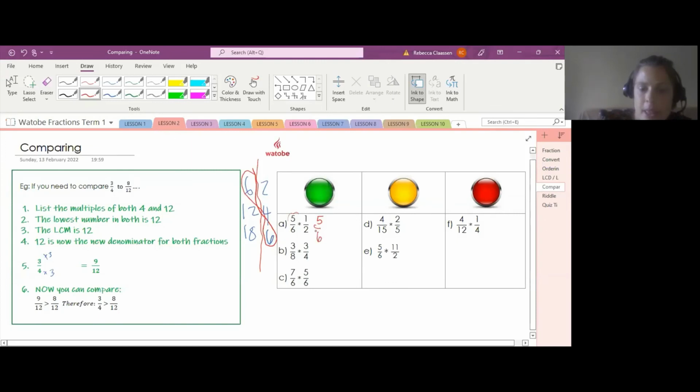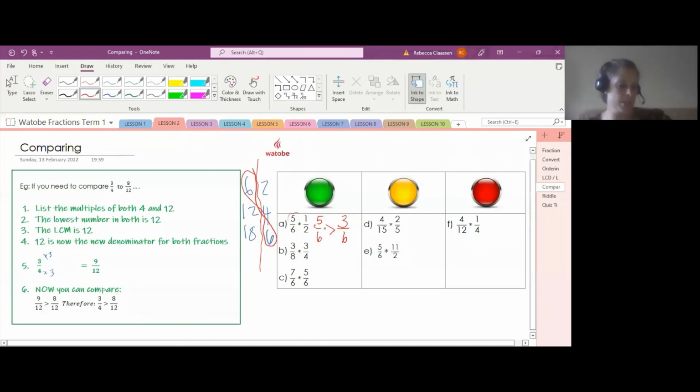And what do I need to multiply 2 by to get 6? 3. I times it by 3. So I have to times my numerator, my top number, by 3. And 1 times 3 is? 3. Now I can compare. Which one's bigger? 5 over 6. 5 over 6 is bigger. Okay.